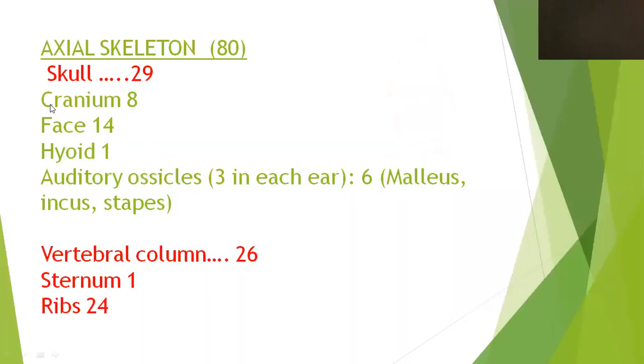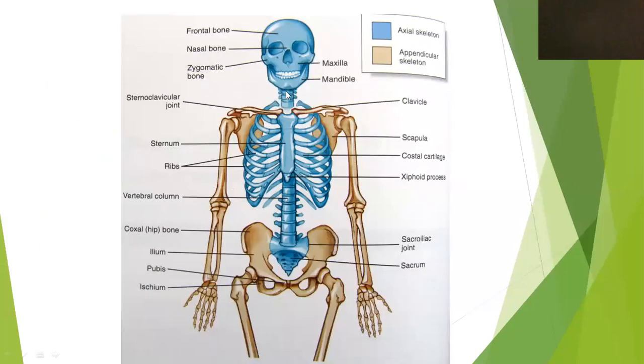So here the cranium or brain box is made up of 8 bones. Face or facial skeleton is made up of 14 bones. Then below this, we can see one bone, that is the hyoid bone. It is not there in the diagram. Below the mandible, in this region, we have a C-shaped or U-shaped bone, that is the hyoid bone.